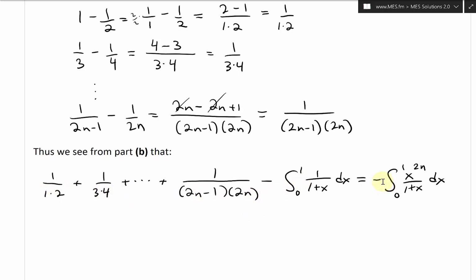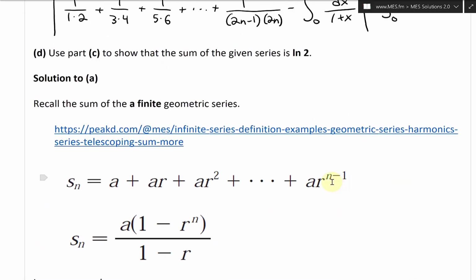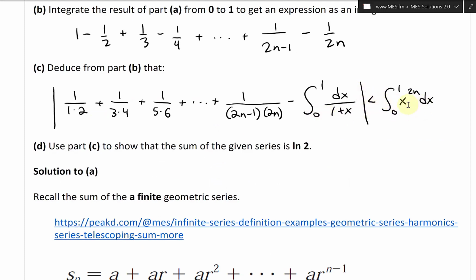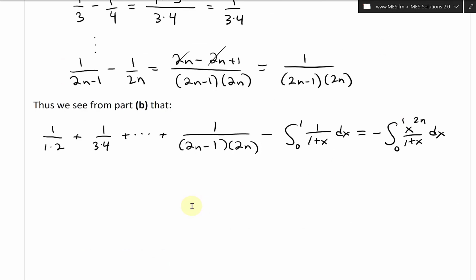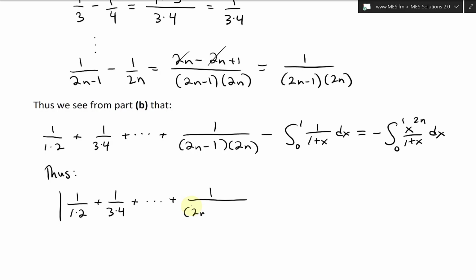Alright, so now we have this. We have two negatives there. So what we'll do now is take the absolute value and then show that it's less than this setup there. And we can see that. So thus, the absolute value of 1 over 1 times 2 plus 1 over 3 times 4 plus dot dot dot plus 1 over 2n minus 1 times 2n minus the integral from 0 to 1 of 1 over 1 plus x dx. With the absolute value, this negative is just going to be positive.